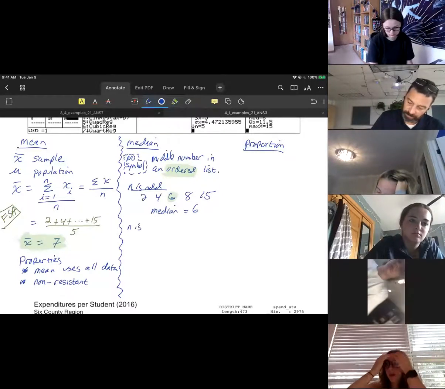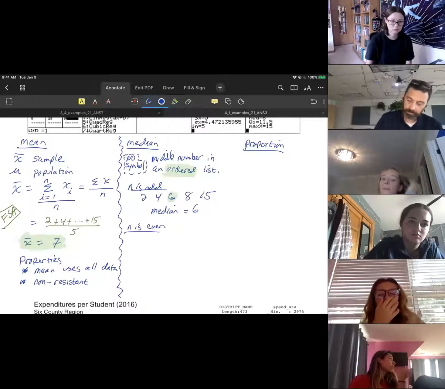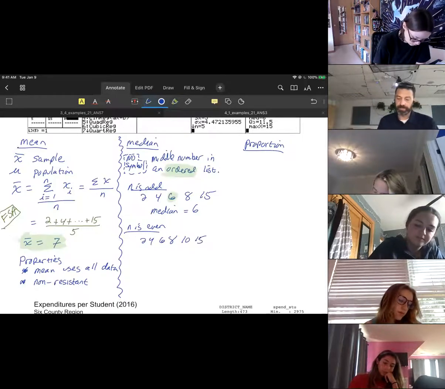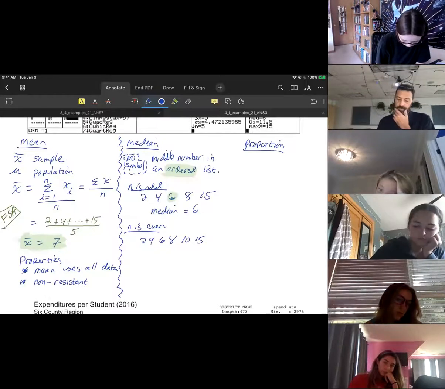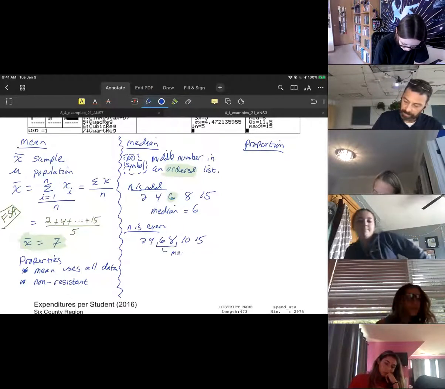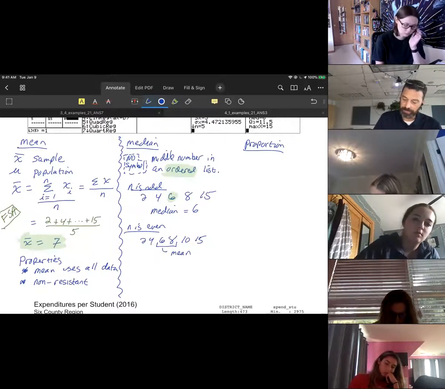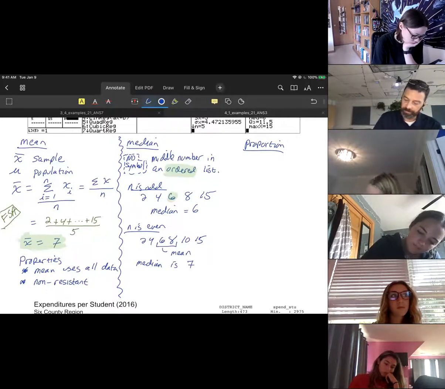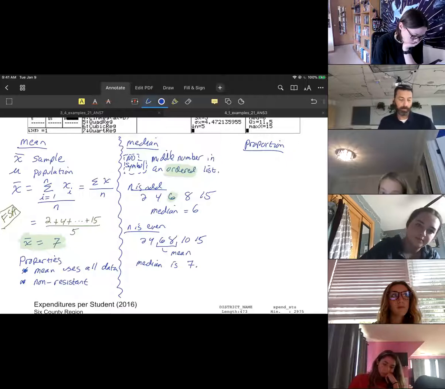If n is even, it's a little bit more of a challenge. Okay, let's say 2, 4, 6, 8, 10, and 15. So I added in a new kid, and that new kid got a 10 on the quiz, second highest score in the class. How do we find the middle number if there's an even number? You take the middle 2 and you find the mean of the middle 2. So the average of 6 and 8 is obviously 7. So the median is 7. And that comes from averaging the middle 2.